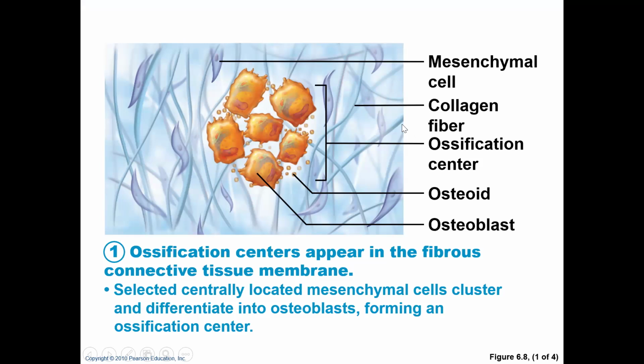Now, if you can remember from chapter 4, all connective tissues come from an embryonic tissue called mesenchyme. So you have these mesenchyme cells here, and they're eventually going to differentiate into osteoblasts. And it's the osteoblasts, remember, that are putting down bone, making it hard. So once it starts getting hard in this area, it's called an ossification center.